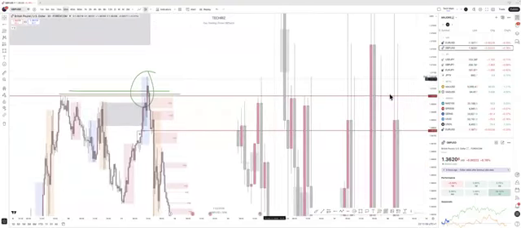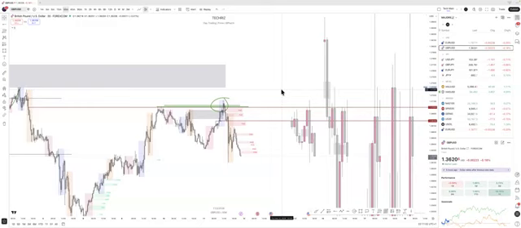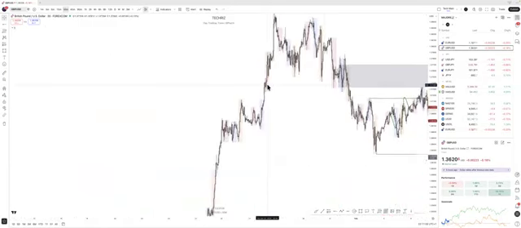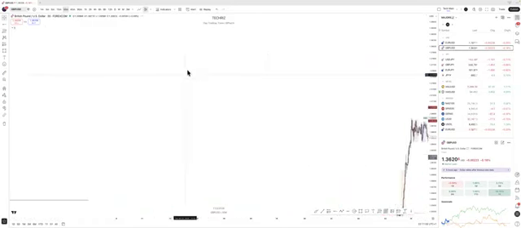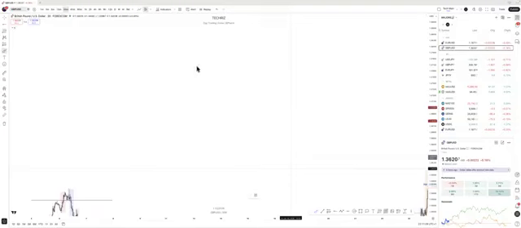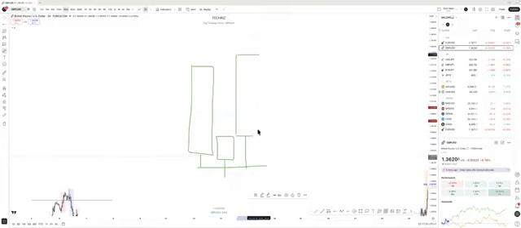The type 1, this particular one, the one that's made up of three candles, CRT. Now there are three candles involved in this whole thing.